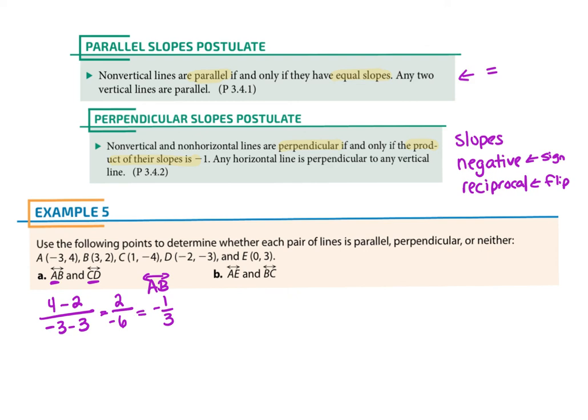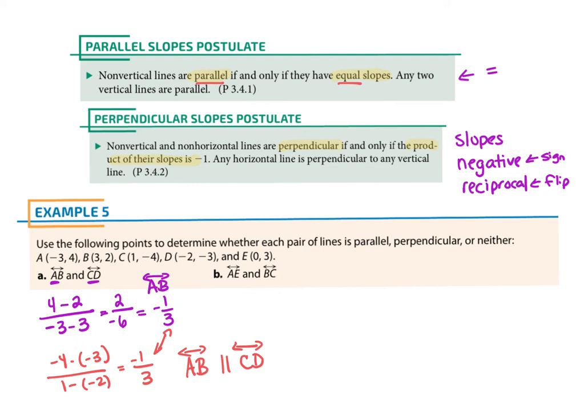All right? And then I'm going to do the same exact thing for CD. My y values, -4 minus a -3 over 1 minus a -2. -4 minus a -3 is -1. 1 minus a -2 is 3. Those are equal. So what type of lines do I have? I have parallel lines. So I would say that AB is parallel to CD. Same slope, they're parallel. All right, let's look at the next one.